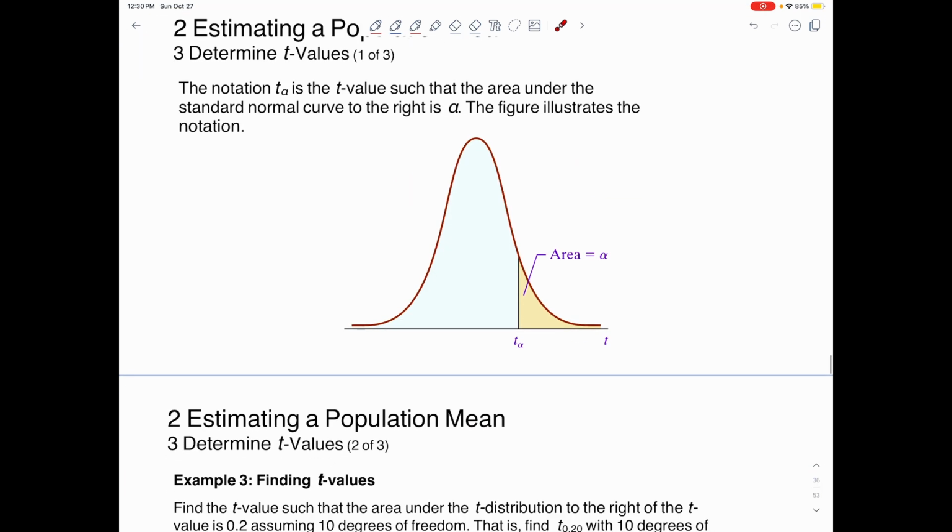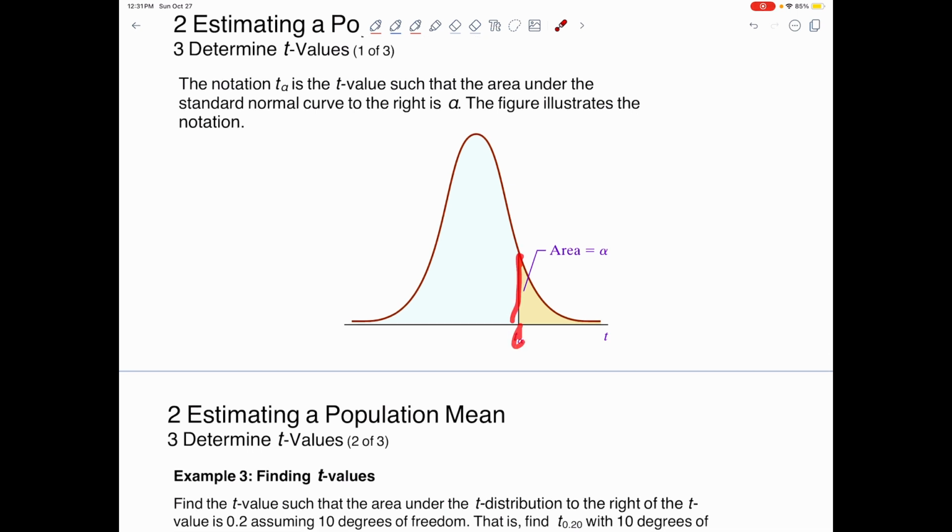We use the notation t sub alpha to indicate the t-value such that the area under the standard normal curve to the right is alpha. So if we want to find t sub alpha here, which basically represents the area to the right of t sub alpha, and that area is equal to alpha.